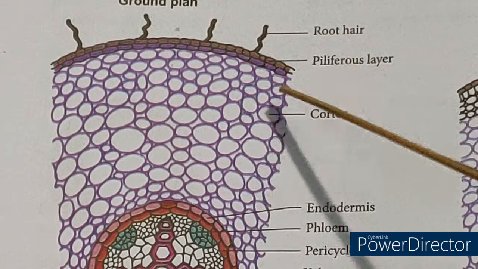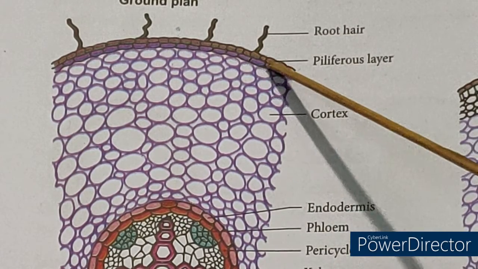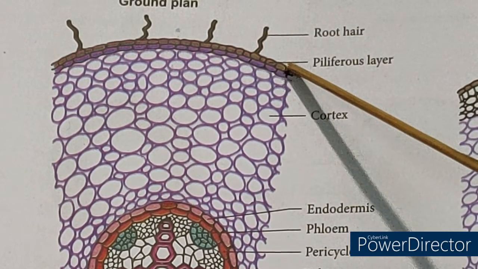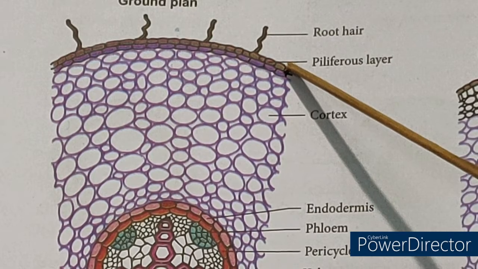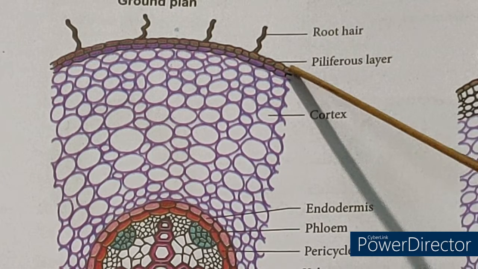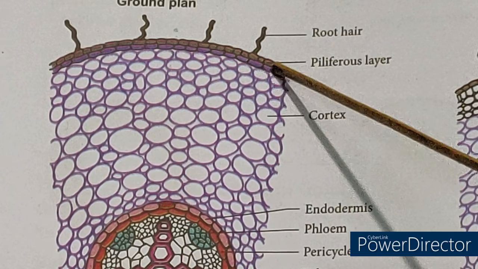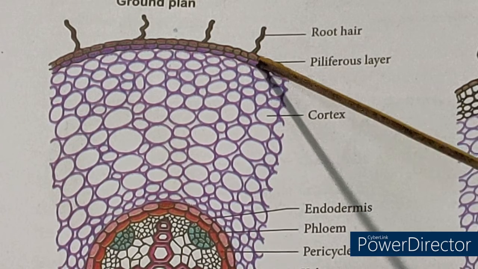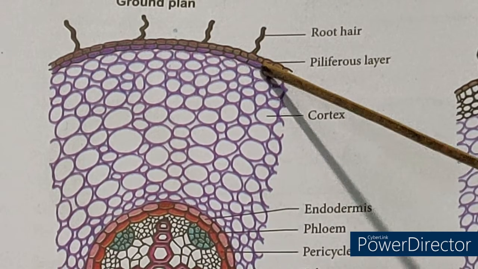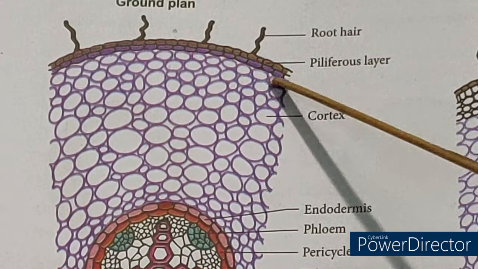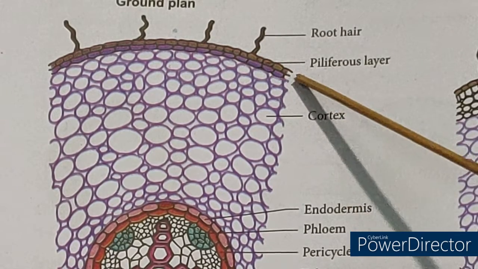Now let's start with the epidermis, which is also known as epiblemma or rhizodermis or piliferous layer. First point, epidermis is the outermost layer of dicot roots. It is the outermost layer of all the plant parts, and here it is the outermost layer of the dicot roots.